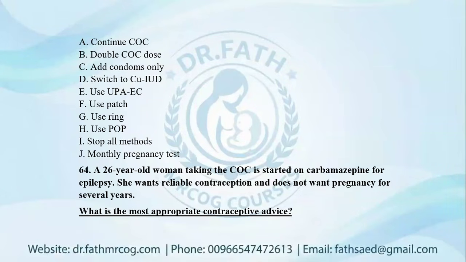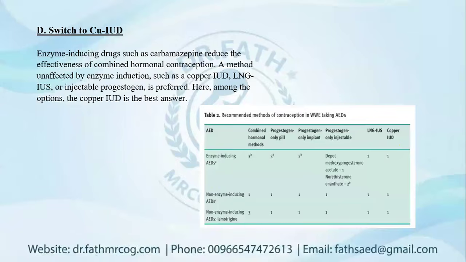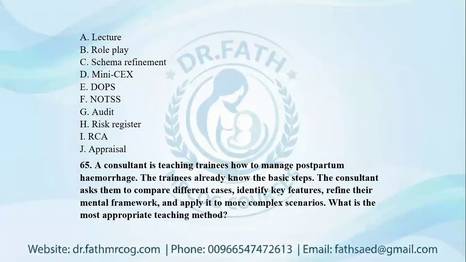A 26-year-old woman taking the COC is started on carbamazepine for epilepsy. She wants reliable contraception and does not want pregnancy for several years. What is the most appropriate contraceptive advice for this patient on carbamazepine? Enzyme inducer, and she does not want pregnancy, so switch to copper IUD. Your options here are the progesterone-only injectable, Depo, or Mirena, or the copper IUD. If you have the copper IUD in the options, it will be the correct option.